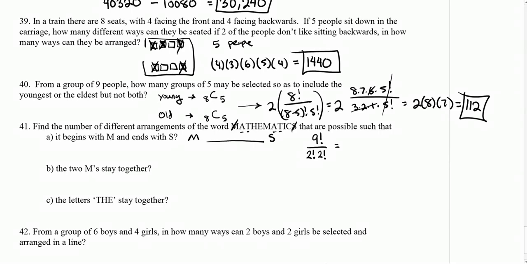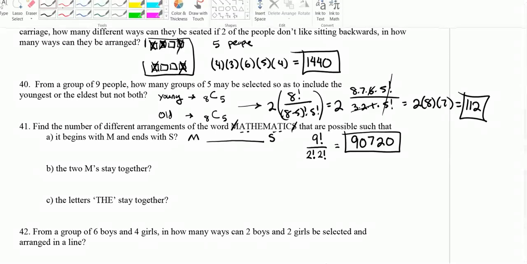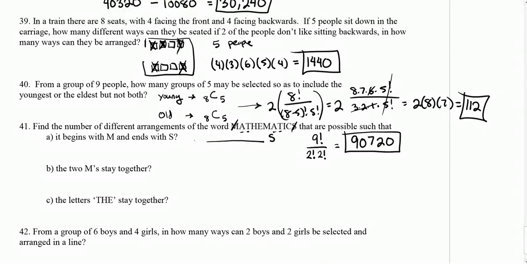So 9 factorial divided by 2 factorial times 2 factorial, which is the same as dividing it by 4. And we get 90,720 ways that is possible. And these are distinguishable, meaning there's no repetition.